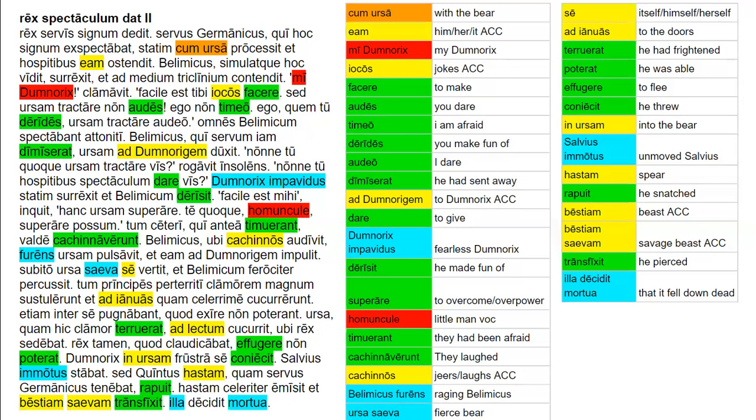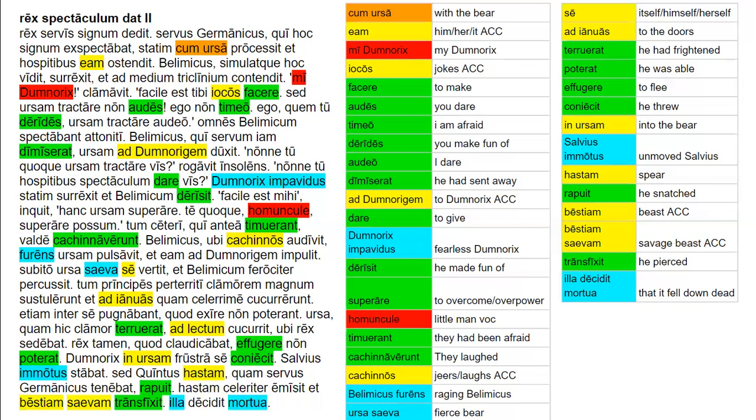Hastam celeriter emisit et bestiam saevam transfixit. So he emisit, he threw the hastam, he threw the spear quickly, celeriter, et, and pierced, transfixit, bestiam saevam, the savage beast. So he threw the spear quickly and pierced the savage beast. Illa decidit mortua. That one fell dead. All right, so illa is the demonstrative pronoun, and it's the subject, and mortua is in opposition to illa. So that one fell down.